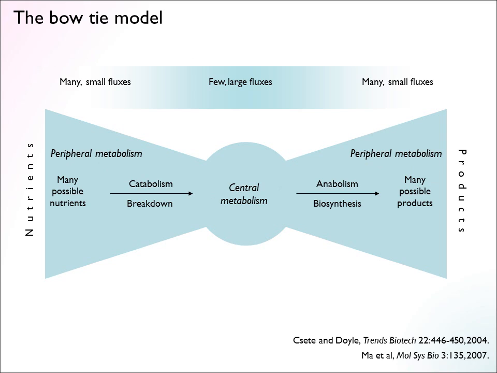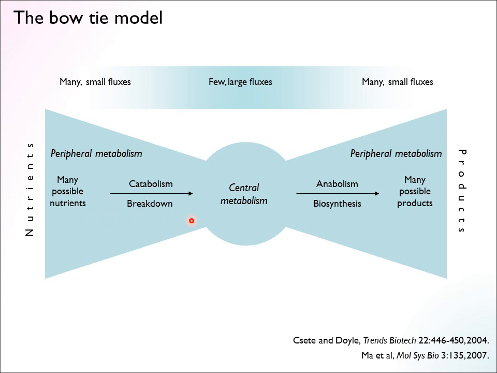So the bow tie model, you can also make some predictions from this structure. One thing has to do with fluxes, so the flow of material. So when you are on the peripheral side, like on this side where you're looking at the intake of complex nutrients, you typically have many small fluxes. So this is kind of like a capillary bed. You have a lot of different nutrients that are being absorbed, but there's not much of each specific nutrient. So you will have lots of many small material flows on this side.